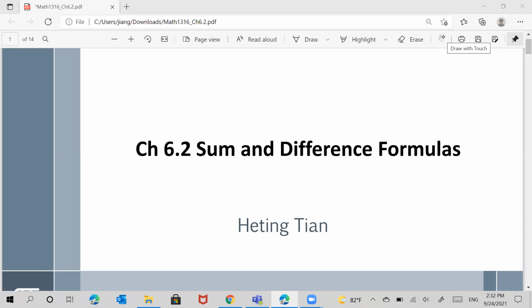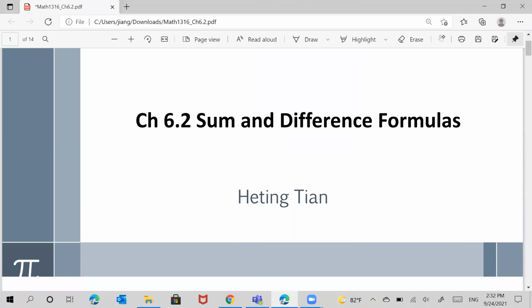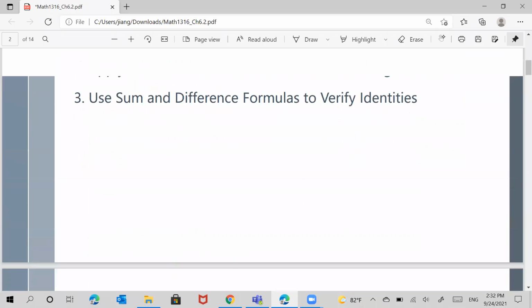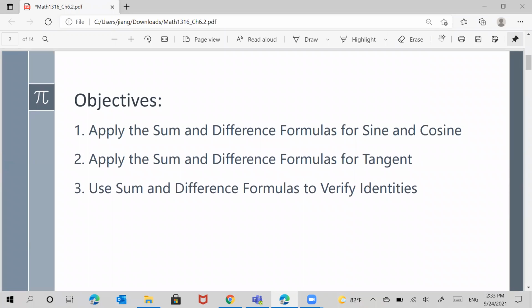In this video, we will learn chapter 6.2, sum and difference formulas. Here are the objectives.